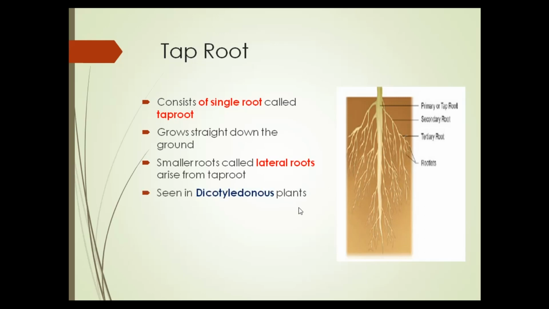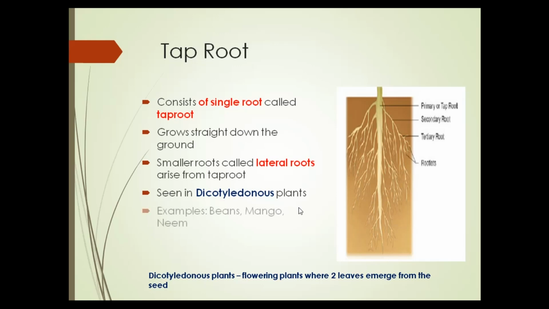This type of root is typically seen in dicotyledonous plants. Dicotyledonous means flowering plants where two leaves emerge from the seed. Now, typical examples include beans, mango and neem.